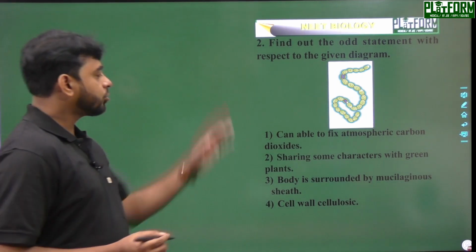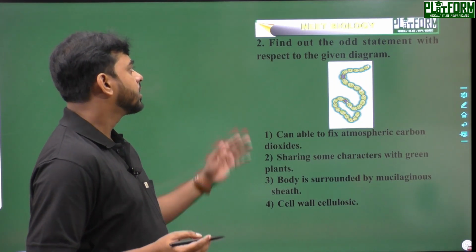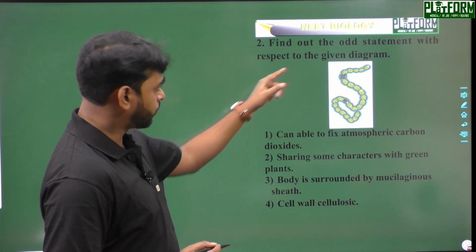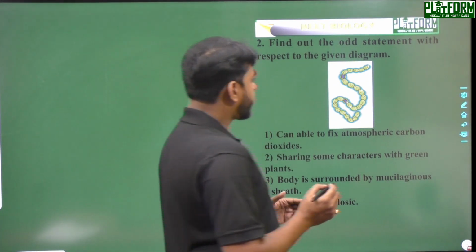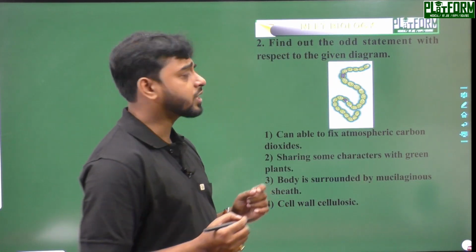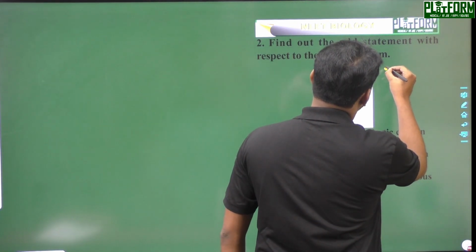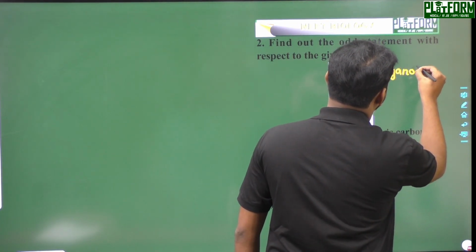Okay. So this is the second question. In the second question, it is written: find out the odd statement with respect to the given diagram. This is also a question from the chapter Biological Classification, and this is a diagram of cyanobacteria.